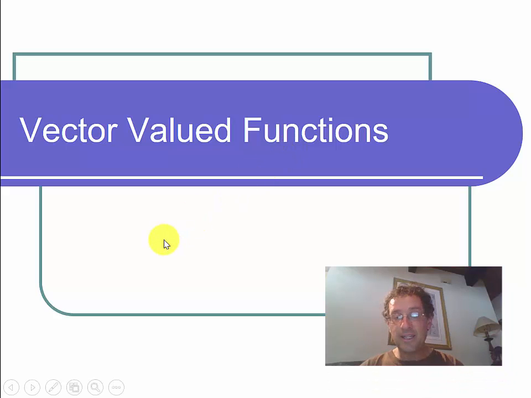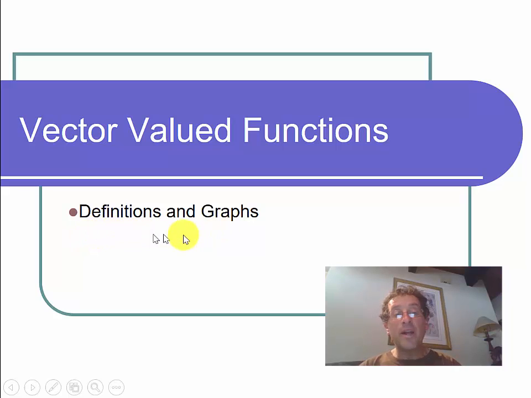So what I'll be talking about today is definitions and graphs. We'll define what a vector-valued function is, and we'll talk about how you graph a vector-valued function. Then we'll get into the beginnings of calculus, so we'll talk about limits of vector-valued functions. If you remember how to do first-year calculus limits, doing a limit of a vector-valued function is no big deal.